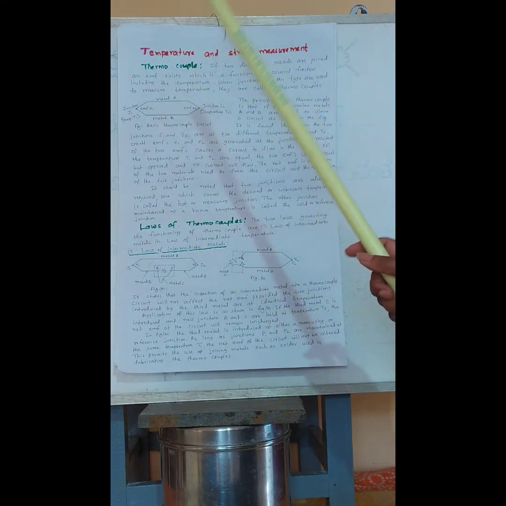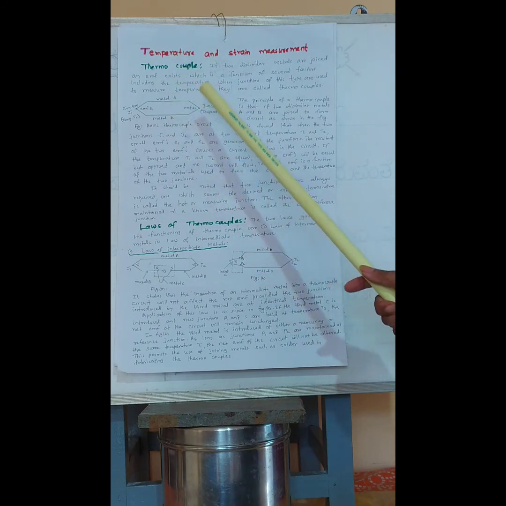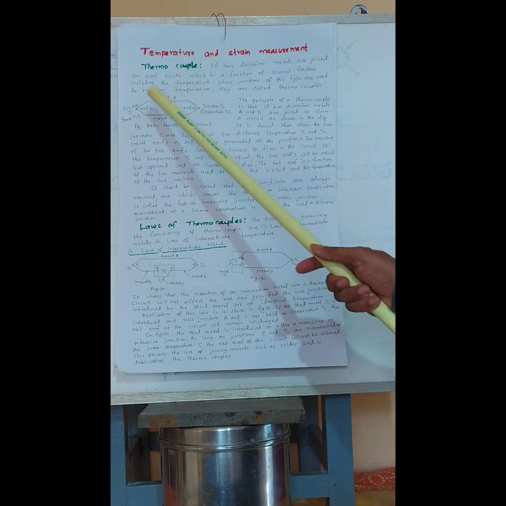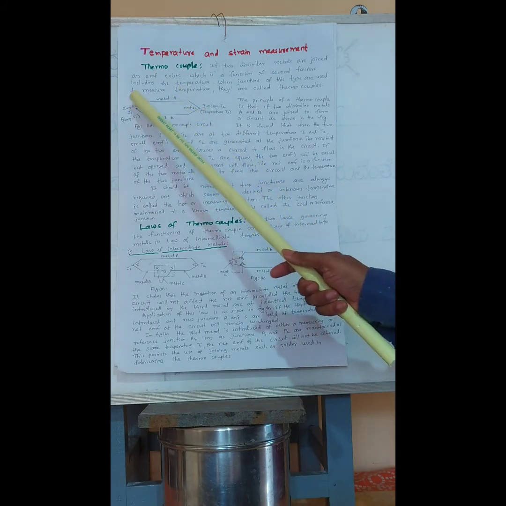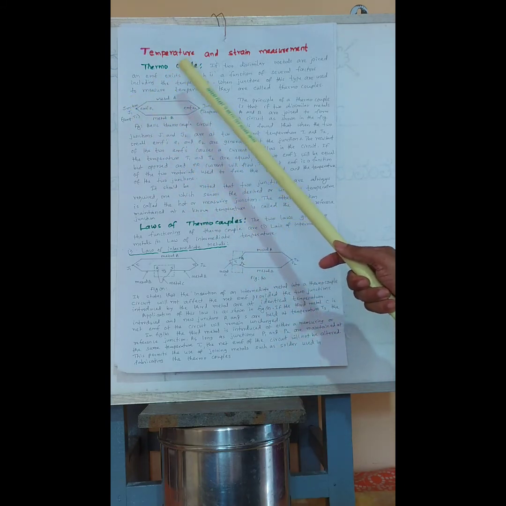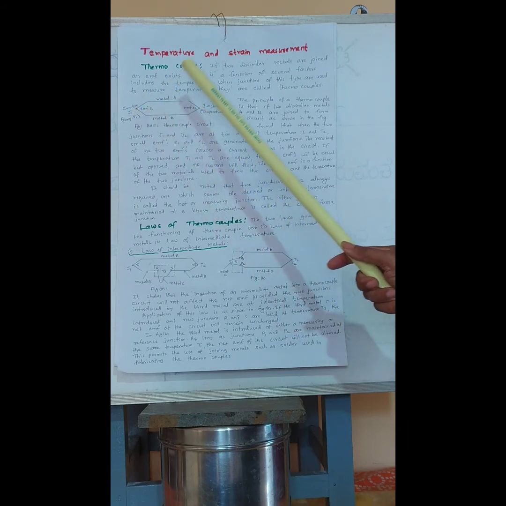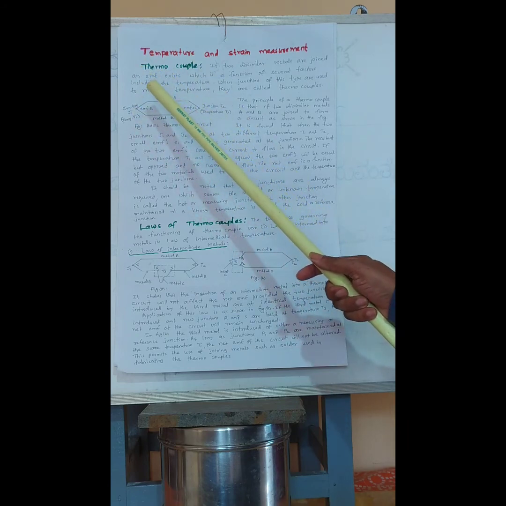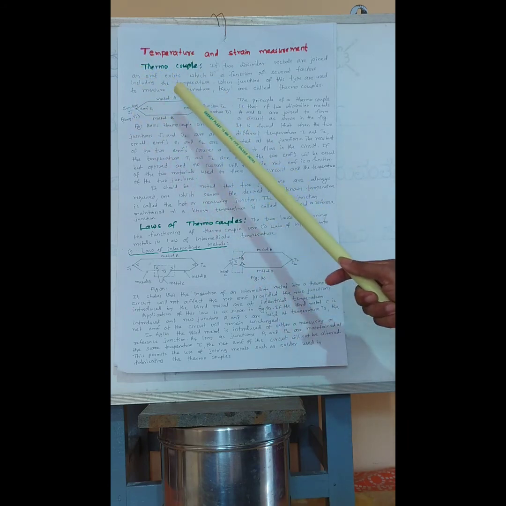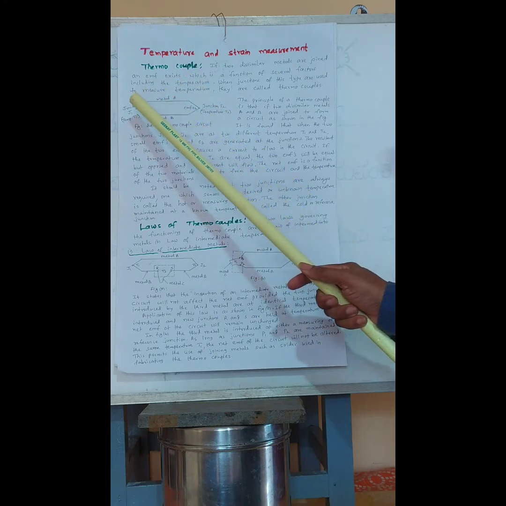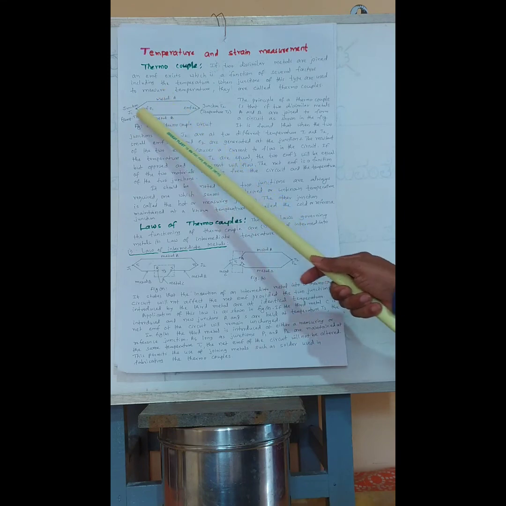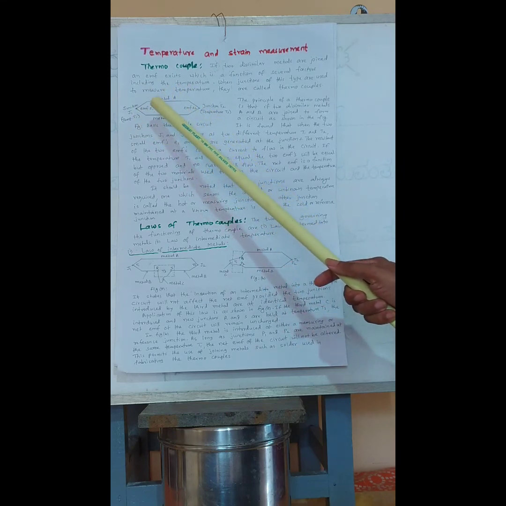The principle of the thermocouple is that if two dissimilar metals A and B are joined to form a circuit as shown in the figure, it is found that when the two junctions J1 and J2 are at two different temperatures T1 and T2, small EMFs E1 and E2 are generated at the junctions. The resultant of these two EMFs causes a current to flow in the circuit.